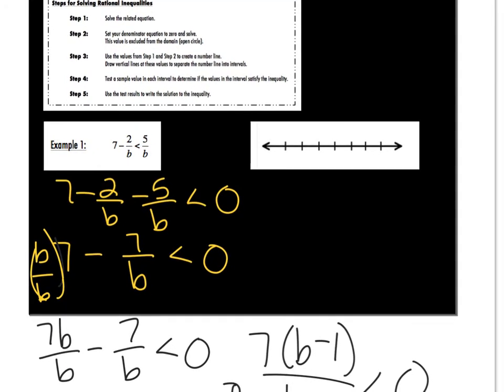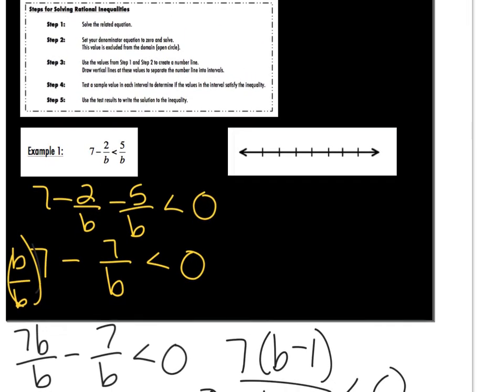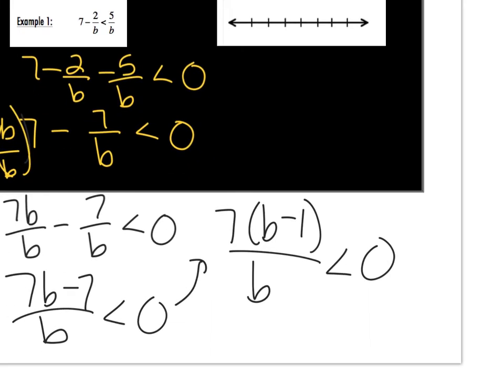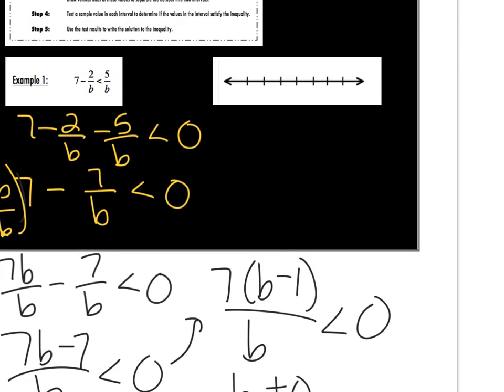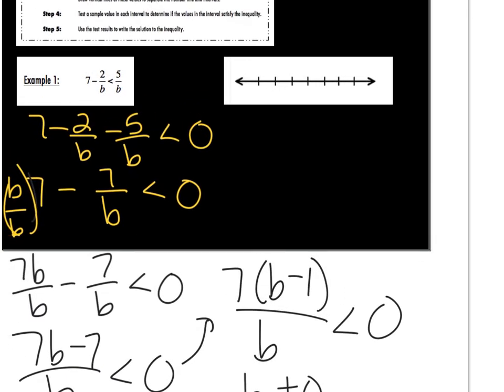Take a look at the denominator equation and set it equal to 0. That's going to be my breakup, and then I'll see where I'm going from there. What this means is b equals 0, so b cannot equal 0. Then on my number line, I'm going to go to 0 and draw a line down it.